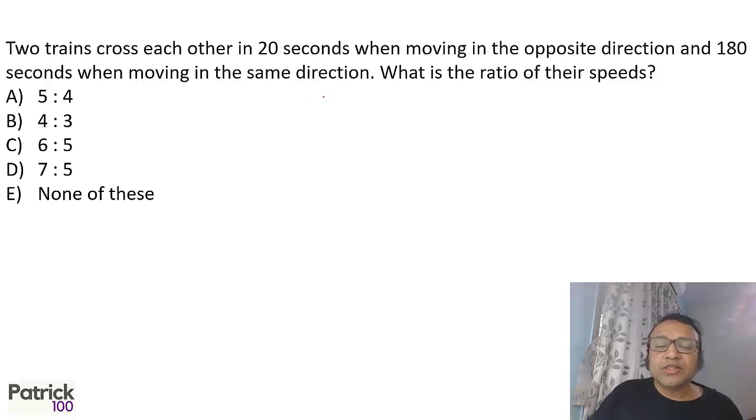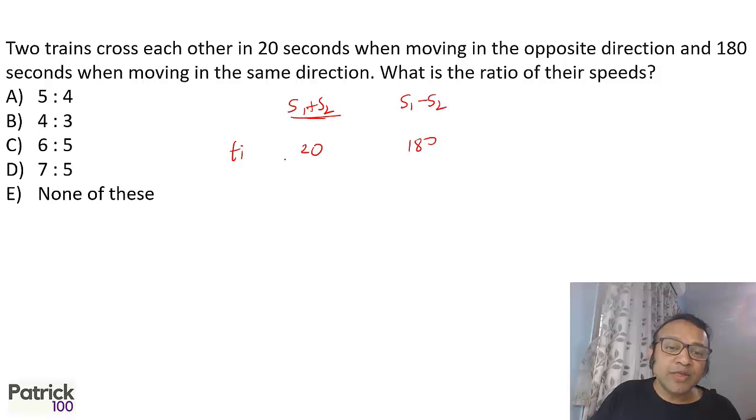Two trains cross each other in 20 seconds moving in opposite directions. When you say opposite direction, we normally say the speeds are S1 plus S2, and for the same direction the speeds are S1 minus S2. That's all. Now the time taken in the first case is 20 seconds and in the second is 180 seconds. Speed is inversely proportional to time: the more the speed, the less the time. So the speed ratio will be 180 to 20, or 9 to 1.